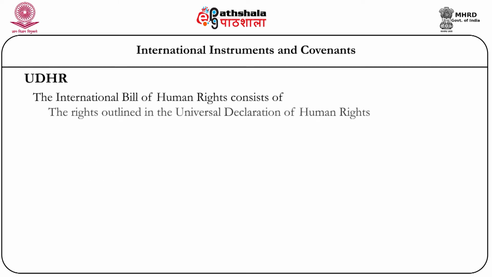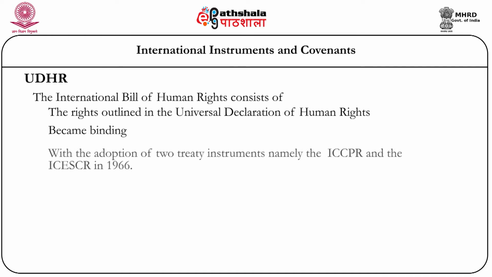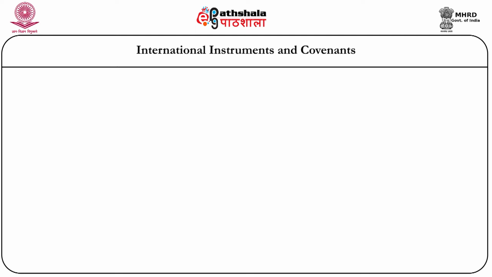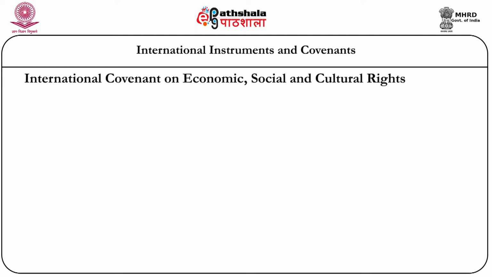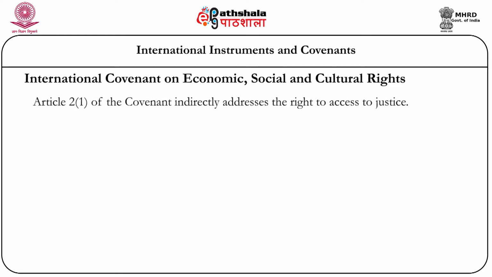The rights outlined in the UDHR became binding with the adoption of two treaty instruments, namely ICCPR and ICESCR, in the year 1966. Let us first look into various provisions laid down under ICESCR in dealing with access to justice. Article 2(1) of the Covenant indirectly addresses the right to access to justice.